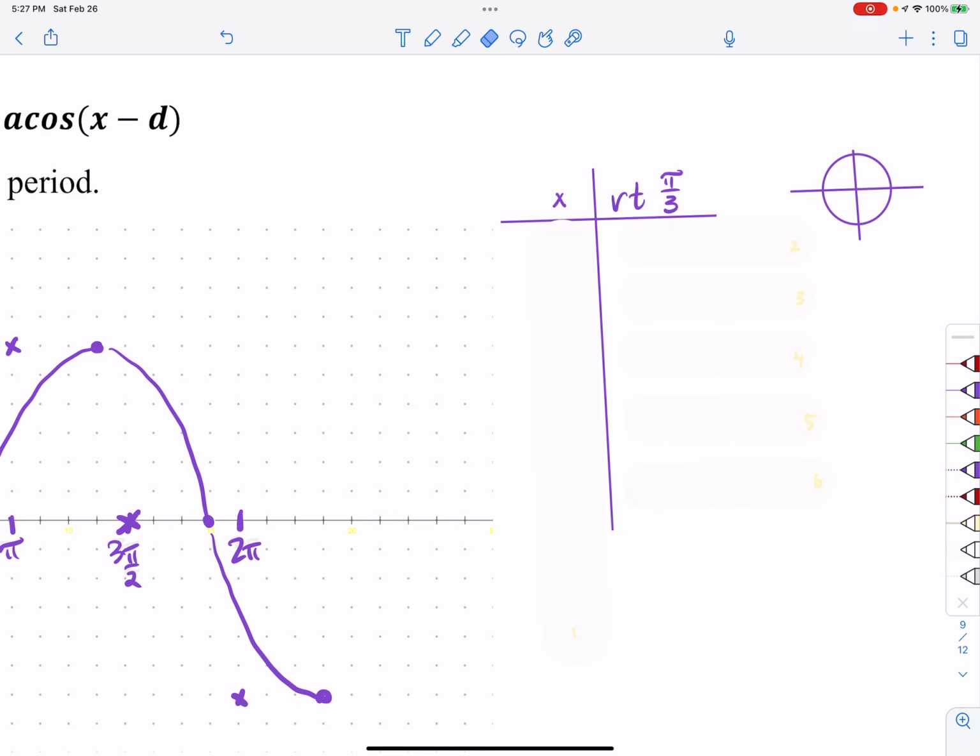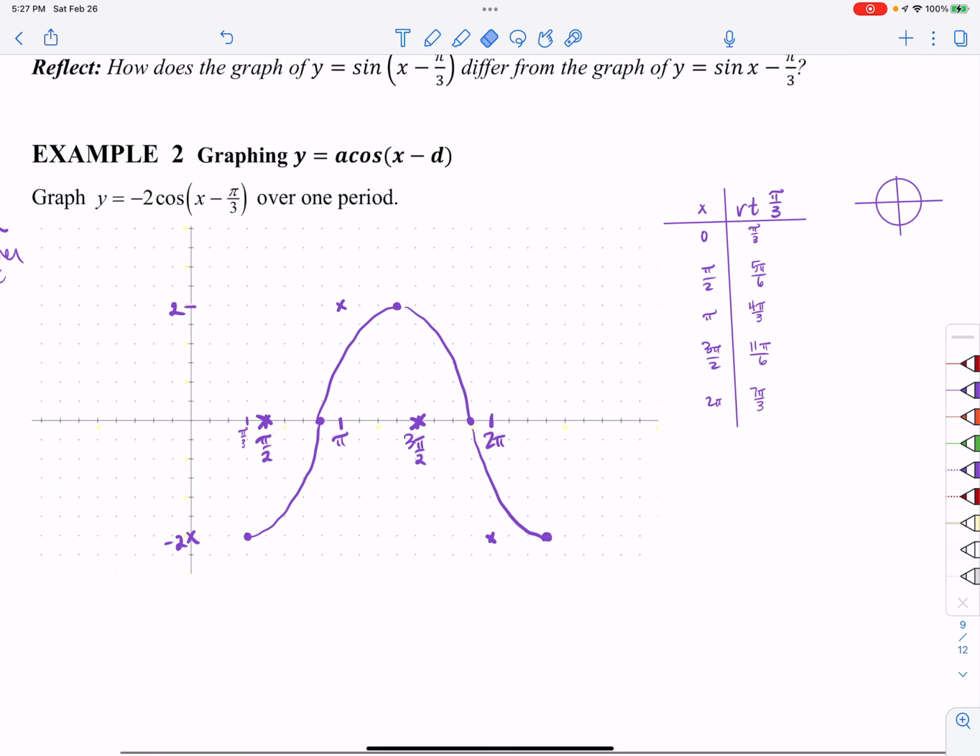So I have my 5 major values listed here first. These are the original 5 values that I used. And since I'm going to move to the right pi over 3, then all I'm going to do is take each of those 5 major values and add pi over 3 to it. So 0 plus pi over 3 is pi over 3. Pi over 2 plus pi over 3. In your calculator, you can do 1/2 plus 1/3 and turn it into a fraction, and you can get 5 pi over 6. Pi plus pi over 3 is going to be 4 pi over 3. 3 pi over 2 plus pi over 3 will be 11 pi over 6. And then 2 pi plus pi over 3 will be 7 pi over 3.